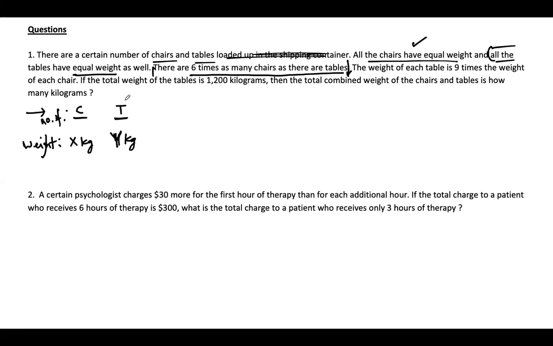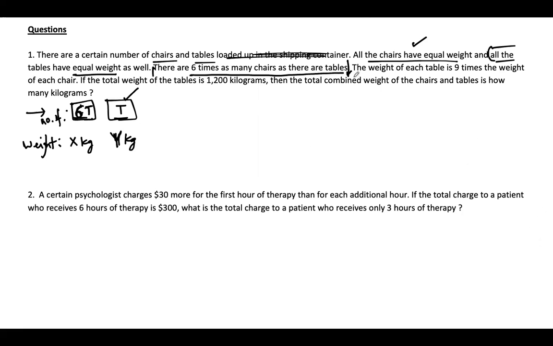So if the number of tables is T, then the number of chairs would be 6 times T, that is C is equal to 6T. Is it clear? Come on. Yes, sir.